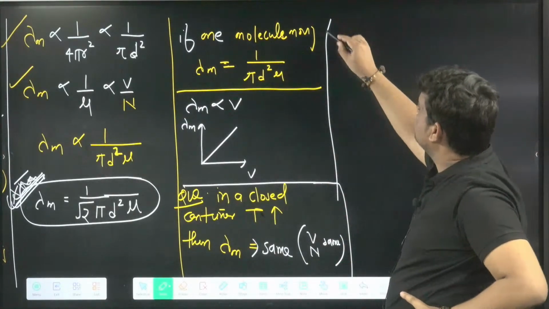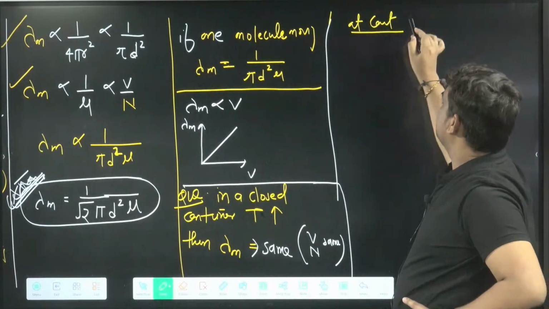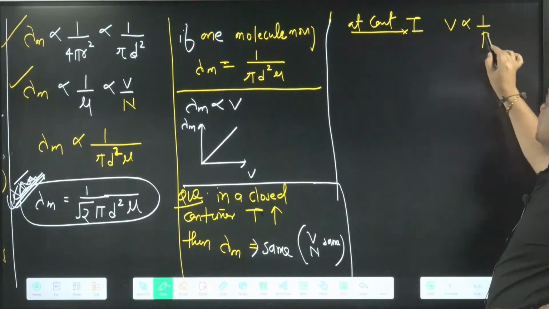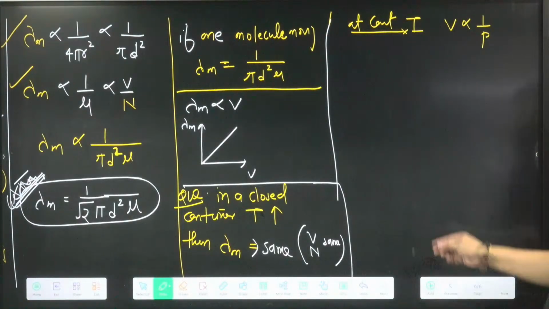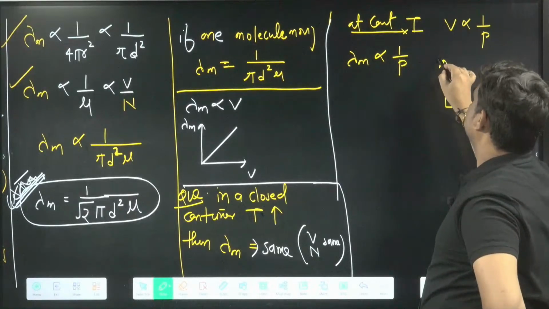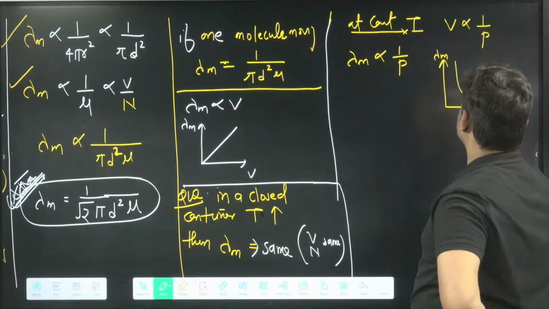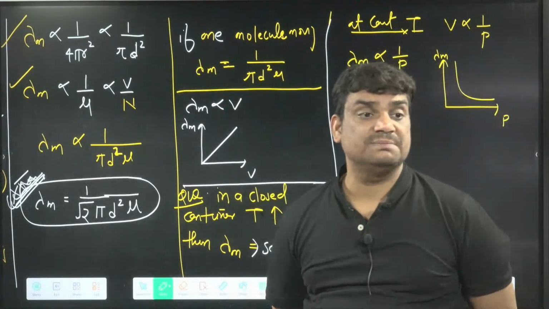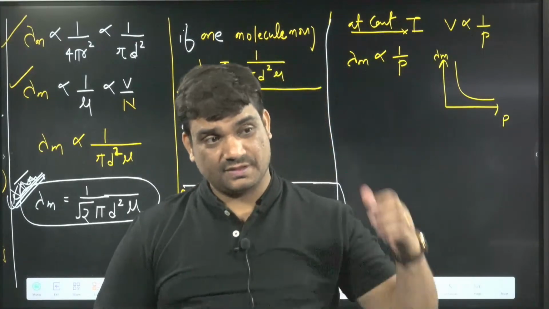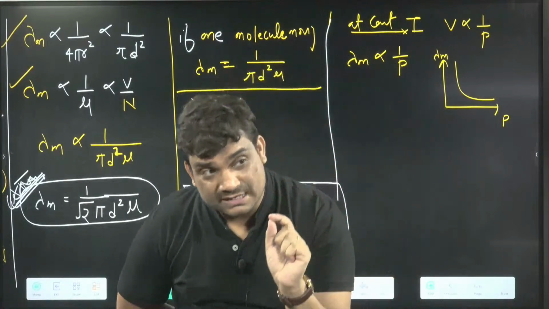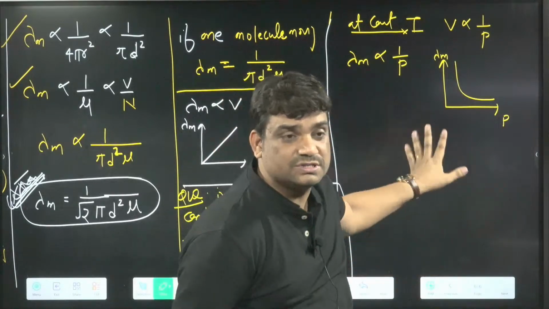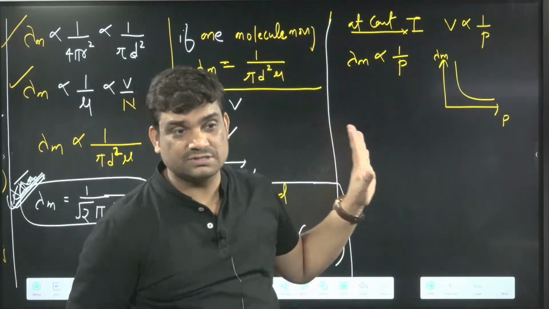Now, if I say second question, at constant temperature, we have the relation volume proportional to 1 by P. But this relation is only at constant temperature. So I can write lambda m proportional to 1 by P, and the graph of lambda m versus P looks like this. But is this always valid or only at constant temperature? Yes, only at constant temperature. If temperature is not given as constant, then don't use this.